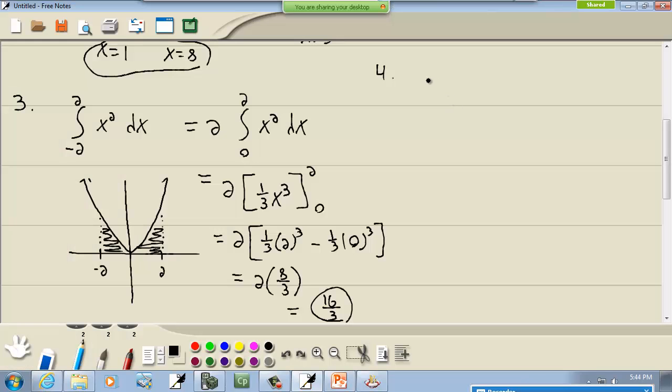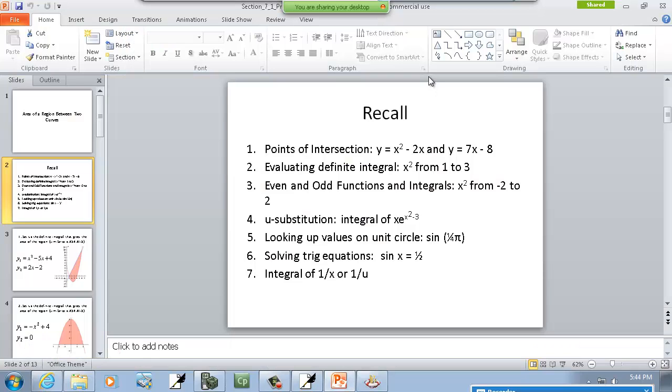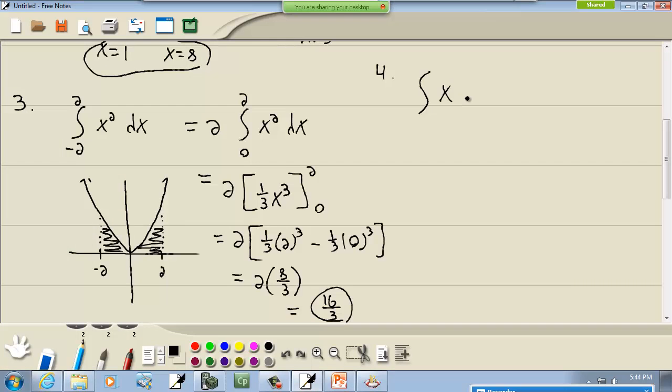Four, the U-substitution. We've got the integral of x e to the x squared minus 3 dx. Now remember with the U-substitution, when we have e to a power, one of the things we try to do is let u equal the power. So u is equal to x squared minus 3. du would be 2x dx. Now we don't have a 2 up here, which we need since there's a 2 here, so we'll put a 2 in there.